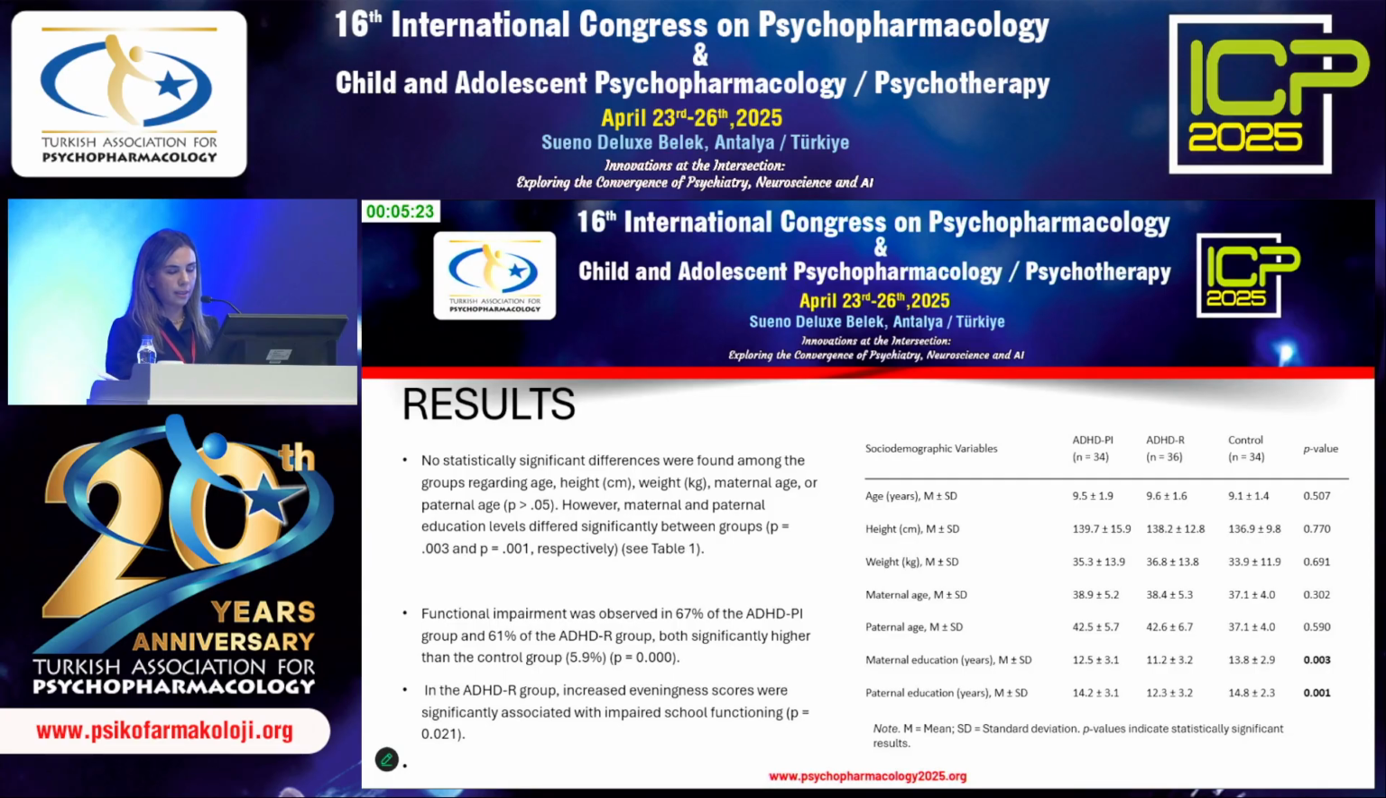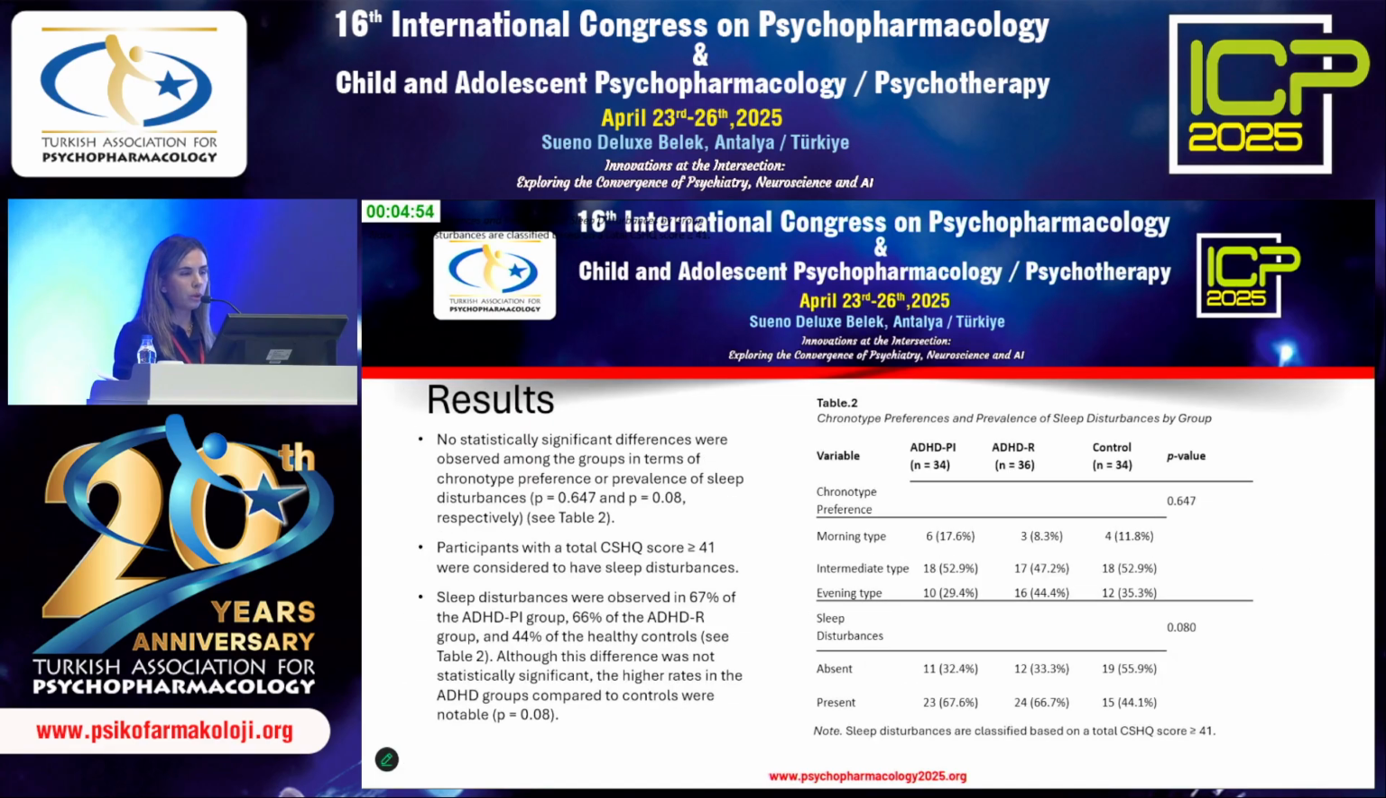Here are all the results. No statistically significant differences were found among the groups regarding age, height, weight, maternal age, or paternal age. However, maternal and paternal education levels differed significantly between the groups. The functional impairment was observed in 67% of the ADHD-PI group and 61% of the ADHD-R group, both significantly higher than the control group.